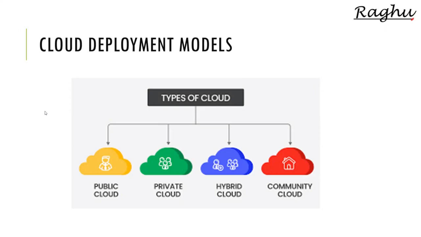We have 4 types of cloud deployments here. One is public, the second is private, the third is hybrid, and the fourth is community. I'll show the full documentation too. What are the differences here?